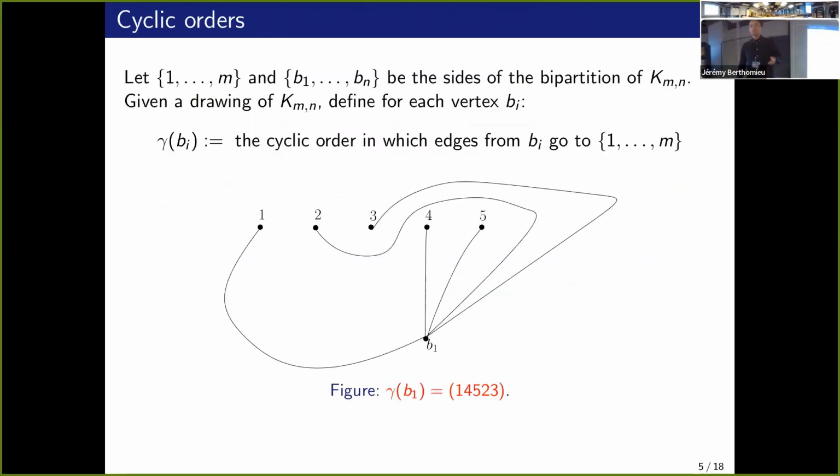So let me tell you about the lemma which underlies these bounds for crossing numbers. We have again the complete bipartite graph K_{m,n}, and we put 1 up to m on top and B1 up to Bn on the bottom. These are the two sides of the bipartition. Now, given a fixed drawing of K_{m,n}, we define for each vertex Bi on the bottom, gamma Bi to be the cyclic order in which the edges from Bi go to the top part. So here we have vertex B1, and the first edge goes to 1, then to 4, then to 5, then to 2, then to 3. So the order is 1, 4, 5, 2, 3. And this is a 5-cycle, so in general an m-cycle. To each vertex Bi on one side of the bipartition, we associate an m-cycle according to this procedure. It's just the cyclic order in which the edges go to 1 up to m.